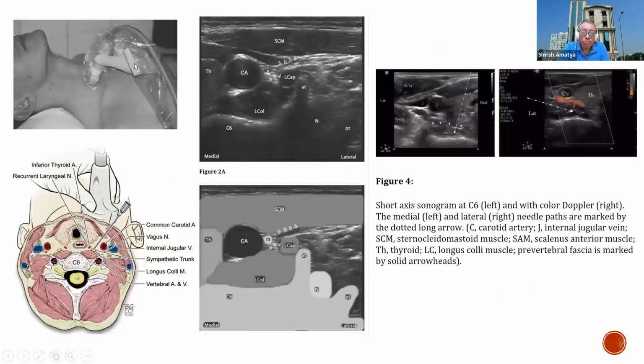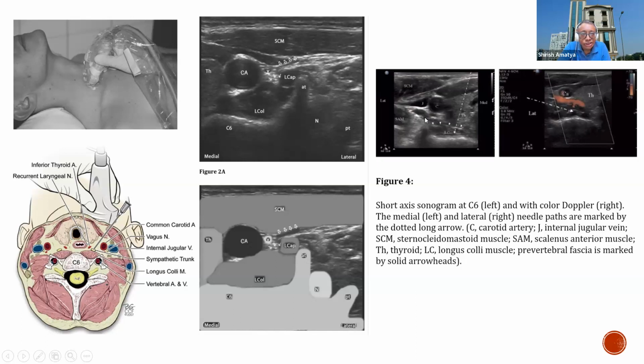Okay, so this is the picture of the position of the probe at the level of C6 and slightly below. You can appreciate the carotid artery in the middle part of the picture, the longus colli muscle or longus capitis muscle just at the tip of the anterior tubercle of the C6 vertebra. You can also appreciate the internal jugular vein that is collapsed, and in between the carotid artery and internal jugular vein you can see the vagus nerve, and below the vagus nerve and above the longus colli muscle is the location of the stellate ganglion.